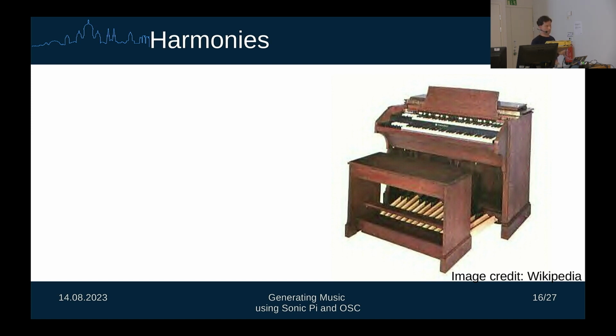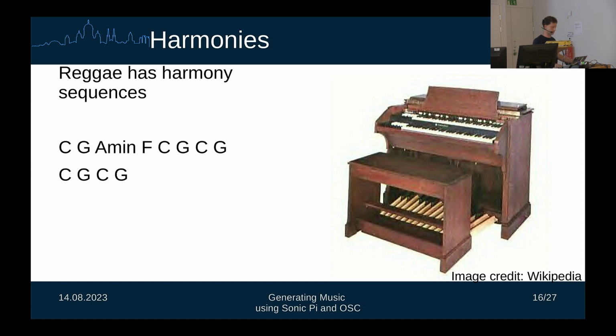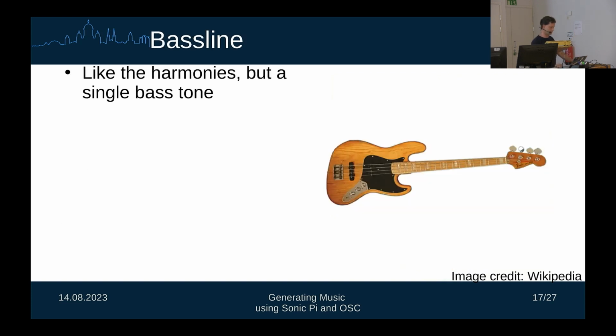Then I also want to create some harmonies, because reggae has traditional harmony sequences. So I want to reproduce these. And luckily, Sonic Pi already understands the names for harmonies, so I can tell Sonic Pi to just play a C major chord, and Sonic Pi plays a C major chord on a given octave for me. So that's really easy. And faking a bass line is also easy. If you have a sequence of chords, you just take the lowest note of each chord, and that becomes a boring but good enough for me bass line.